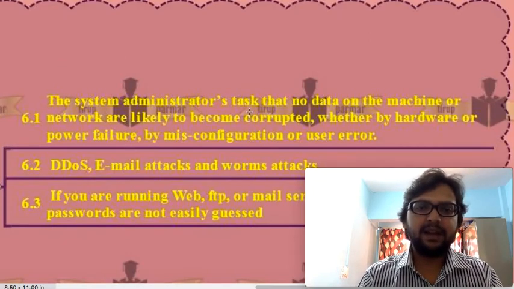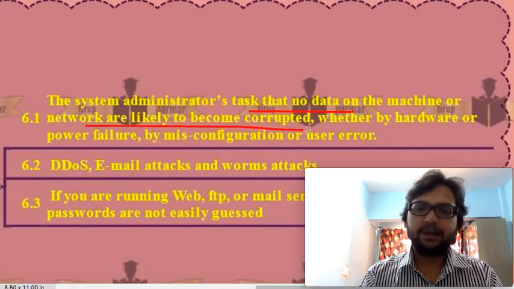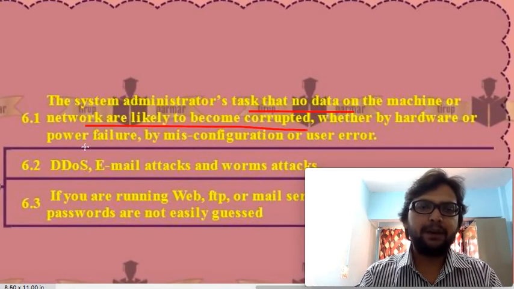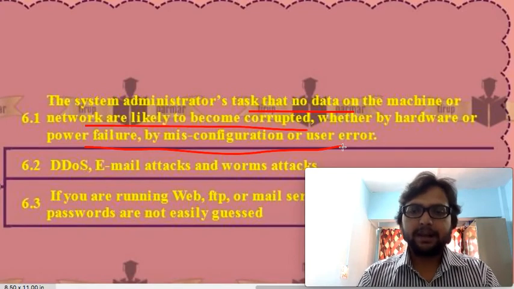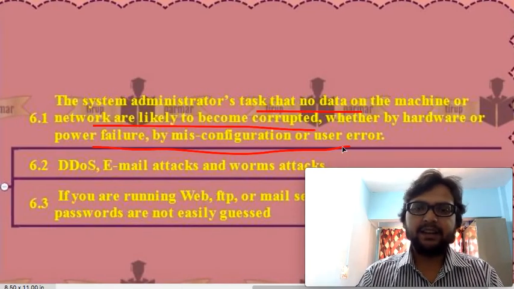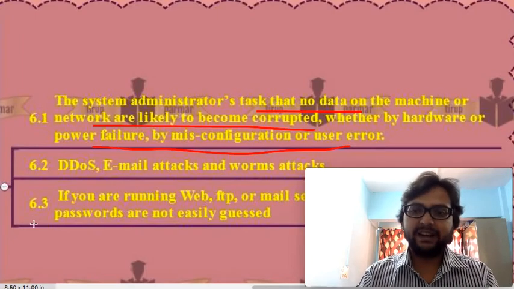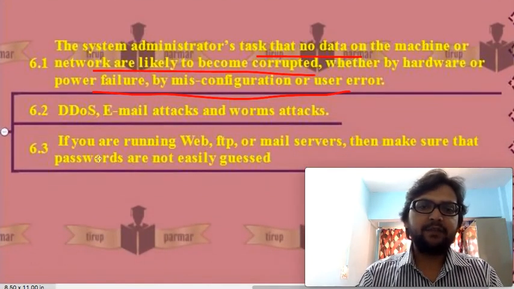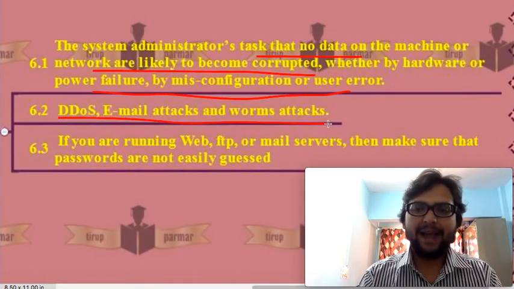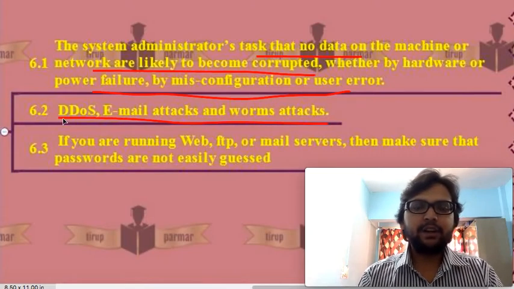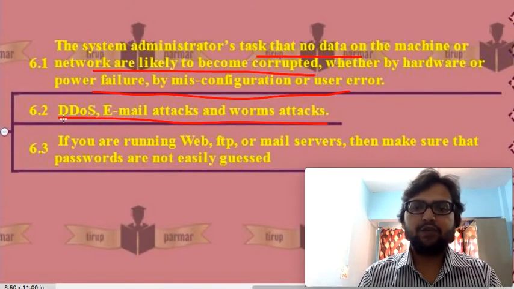A system admin's task is also to ensure that data on the machine or network is not likely to become corrupted, whether by hardware or power failure, or by misconfiguration or user error. We have to make sure that data should not be corrupted. If the data is corrupted, then what should we do? We need to restore the original data again. The same way, we have different types of attack which might happen from different attackers or hackers. That is DDoS. DDoS stands for distributed denial of service.